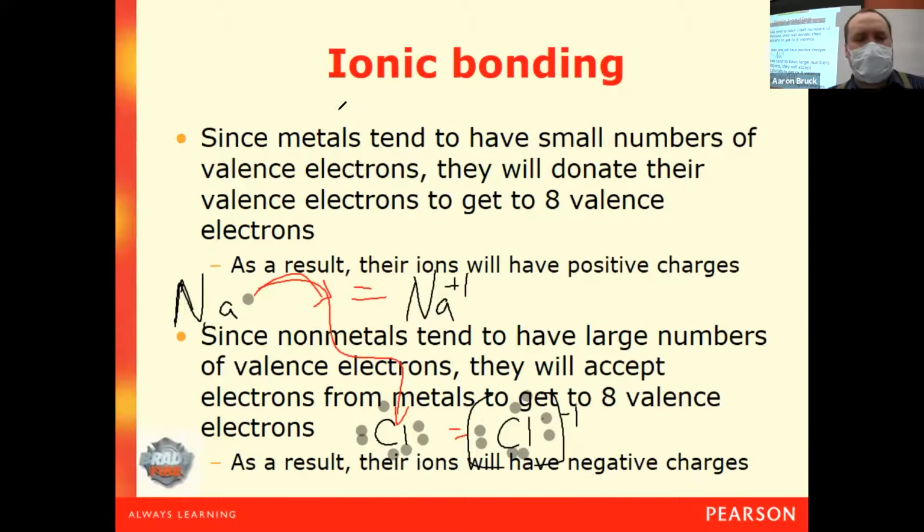And so as a result, we now have a positive ion and a negative ion. And as you well know, opposites attract. So the positive ion and the negative ion become attracted to each other. And that is ultimately what forms our ionic bond.